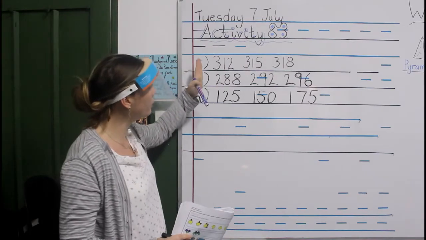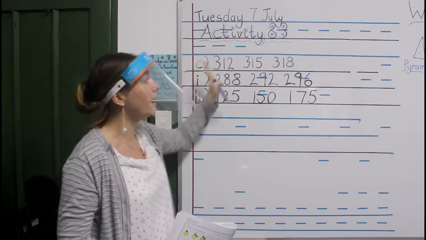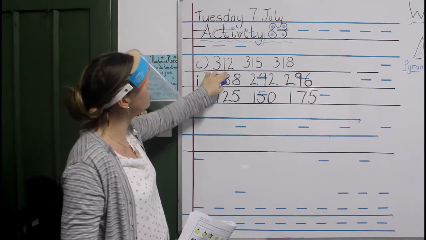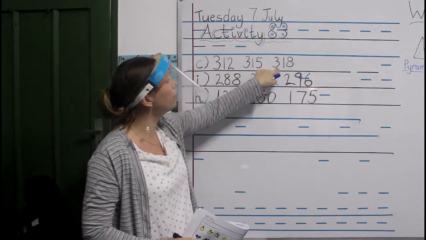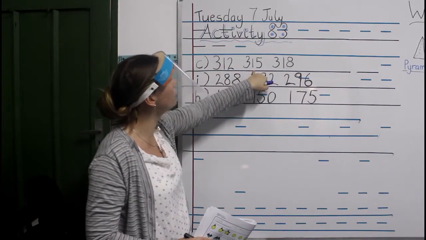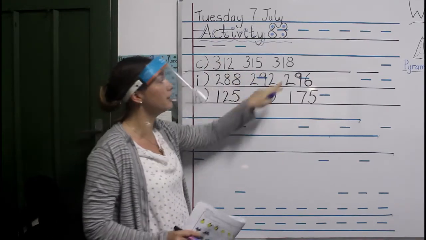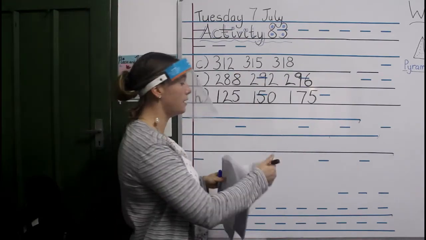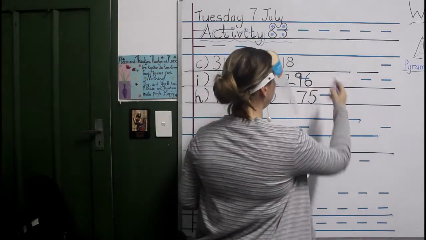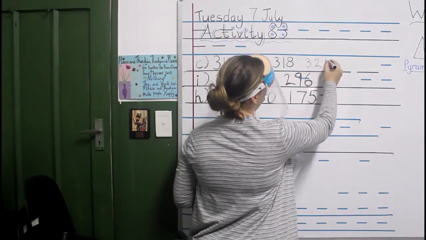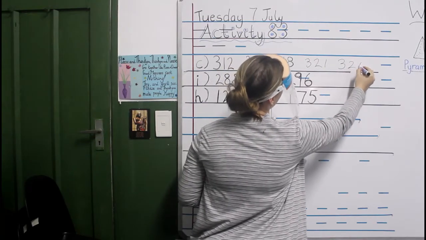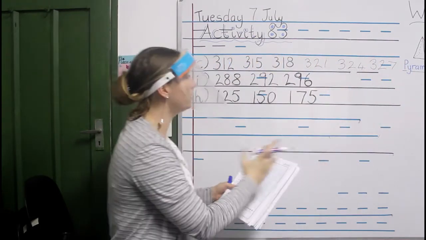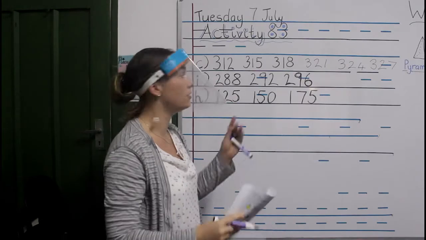Now we're going into the third term. We're dealing with numbers that are in the hundreds, 300s, 400s. So this one here, number C, it goes 312, 315, 318. And as you can see, the difference between 315 and 312 is 3. And the difference between 318 and 315 is 3. So it's counting in 3s. It's going up in 3s. So our next number would be 321 and 324, just like the 3 times table, 327, and you fill in the spaces that are there in the 3 times table.